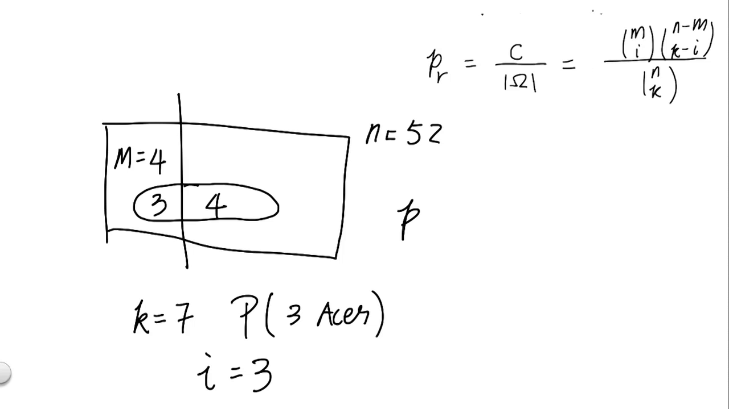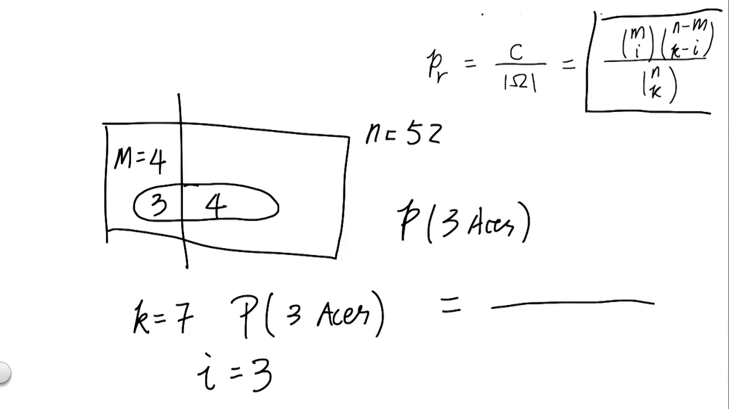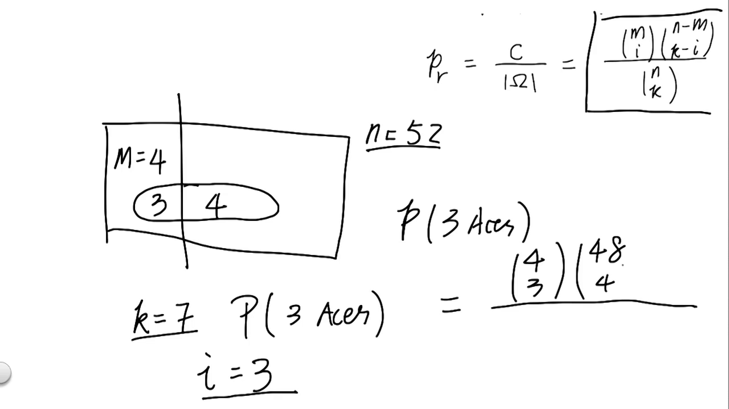And from the expression right here, which we computed earlier, we can readily compute the probability of having 3 aces. In particular, we'll just have to substitute into the expression the value of m equal to 4, n equal to 52, k equal to 7, and finally i equal to 3. So we have 4 choose 3, times n minus m, in this case 48, choose k minus i, which will be 4, and on the denominator we have 52, the total number of cards, choose 7 cards. That gives us a numerical answer of the probability of getting 3 aces when we draw 7 cards.